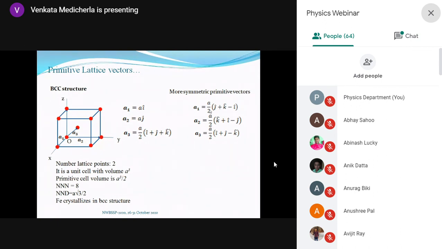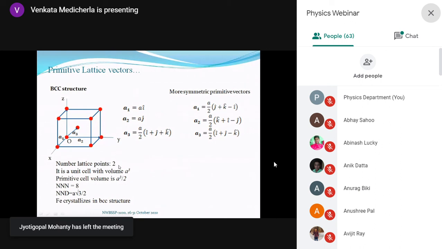These vectors are symmetric, because here in A3 you have I, J, K, but in A2 you have only J, and in A1 only I. But here they are not like that. A1, A2, A3 all have I, J, K. Anyway, I have probably already told this.